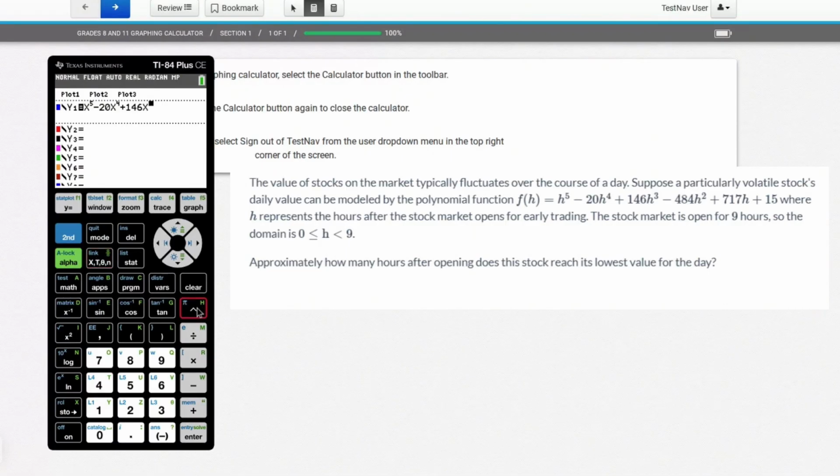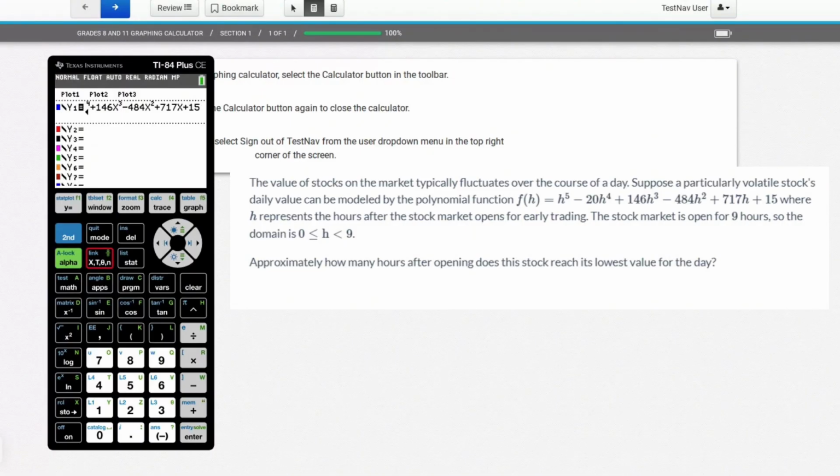x to the 3rd. Of course, you could do math 3 if you want to for that. Minus 484 x to the 2nd, which I could have just done that button over there. Oh well, too late. Plus 717h, which is x, and then plus 15.